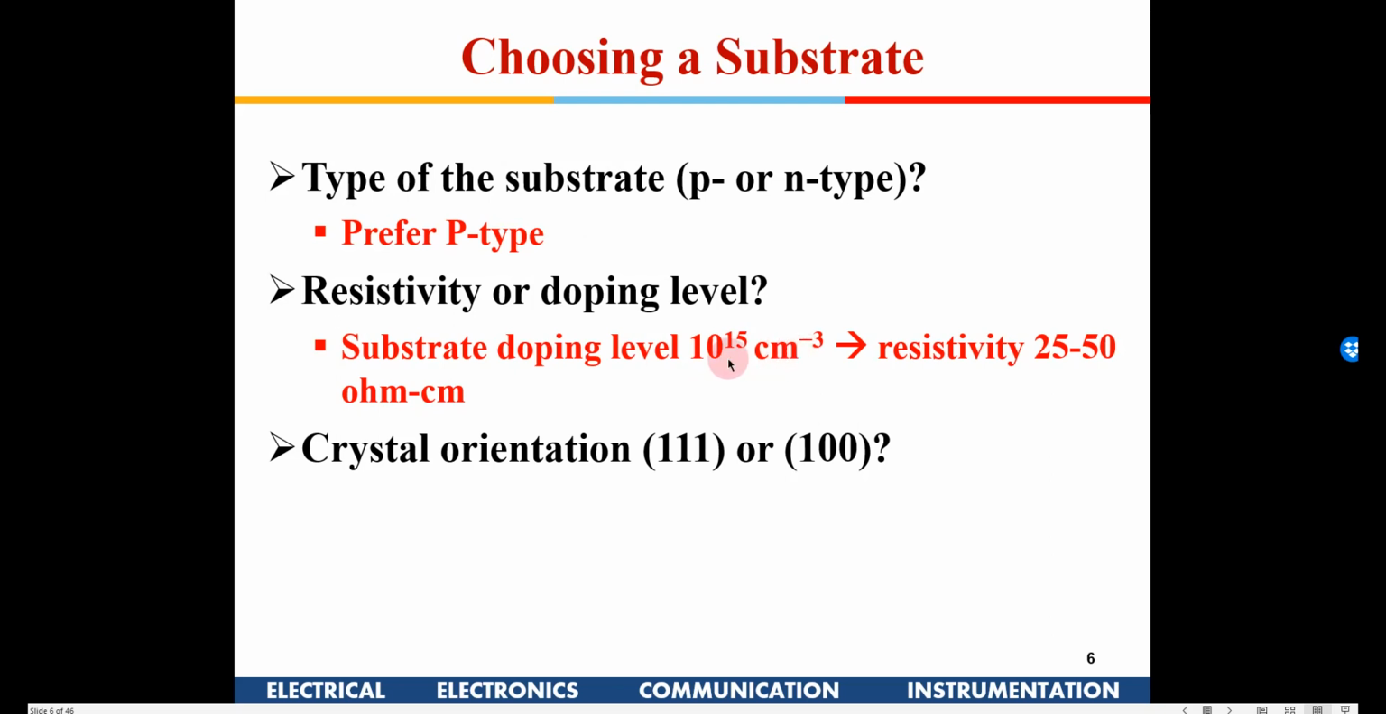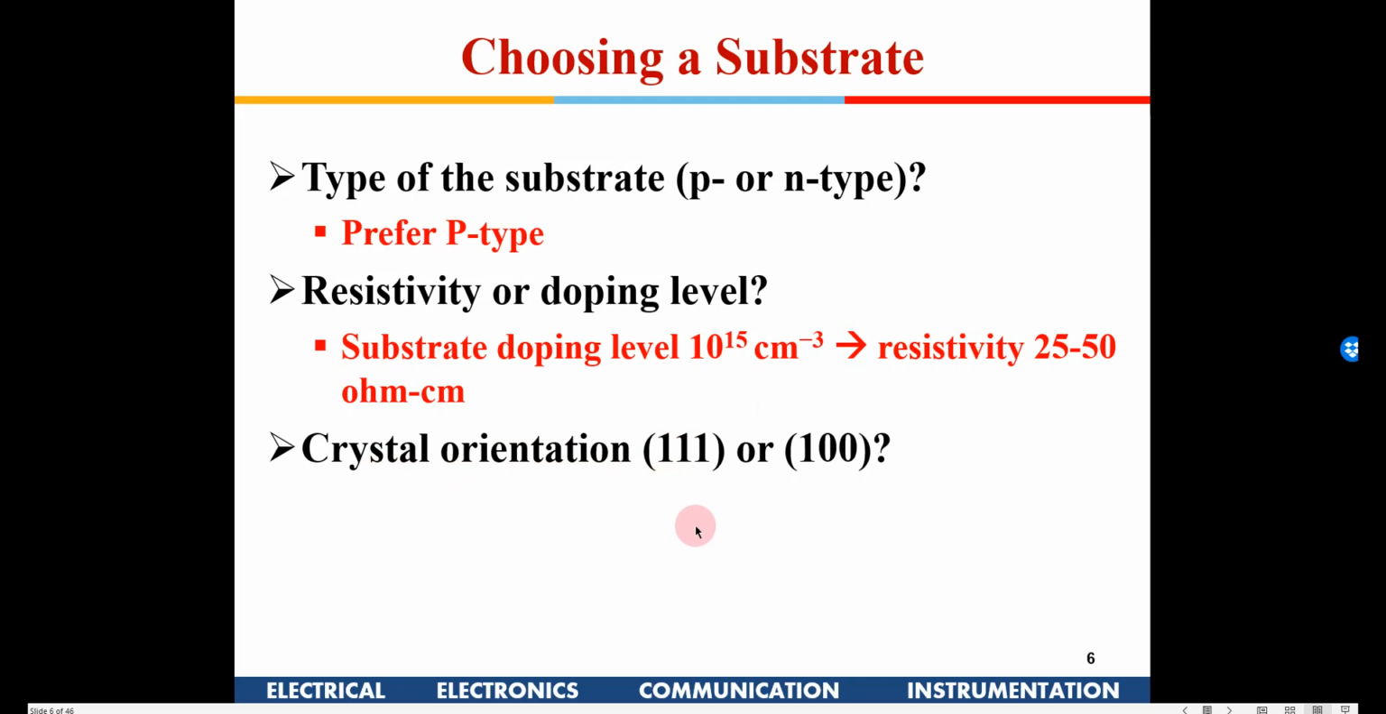Okay, so we know that if you increase this doping level, then the threshold voltage increases. In the last class we saw that the doping level of the substrate has a major role to play in deciding the threshold voltage. So it is kept low. If you keep it very low, then the leakage current increases. So this is a trade-off between leakage current and threshold voltage. So this is generally kept at 10 to the power of 15.